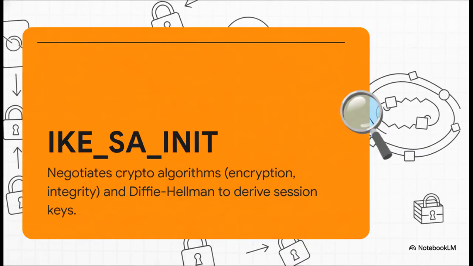So let's dig into that first step, IKE_SA_INIT. This is the negotiation. The two devices are essentially saying to each other, here's the crypto I know how to do, what about you? They find the strongest algorithms they both support, but the really cool part is the Diffie-Hellman exchange. This is some seriously clever math that lets them create a shared secret key right out in the open, over an insecure connection, without an eavesdropper being able to figure it out. And that secret key is what they'll use to protect the next part of the handshake.